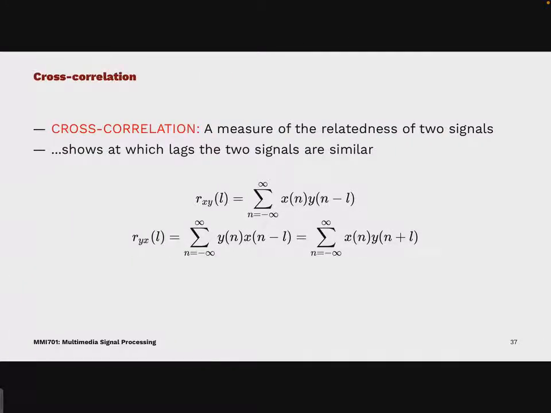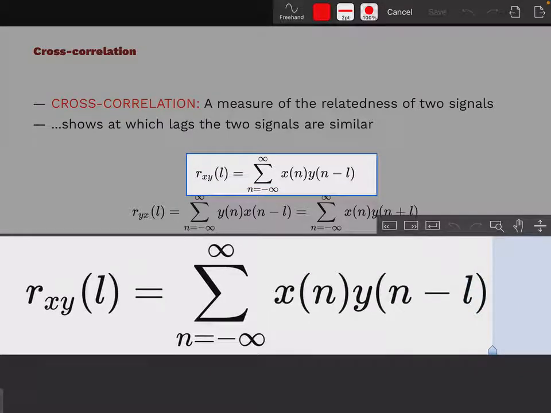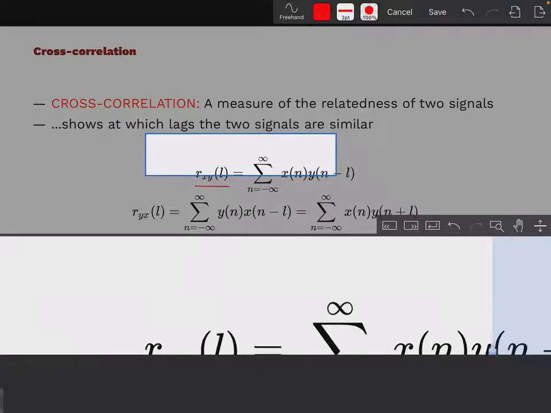Okay, so our next topic is cross-correlation. Now, cross-correlation is a measure of the relatedness of two signals, and it shows at which lags the two signals are similar. So let's say we have a signal x and a signal y. The cross-correlation of these two signals is defined as in this equation. We shift y by n samples and multiply it by the value of x at that same lag, and we end up with our xy, which is a function of lag.